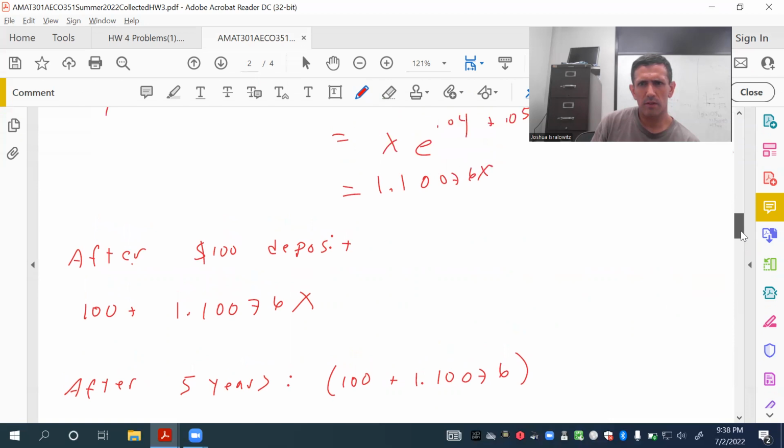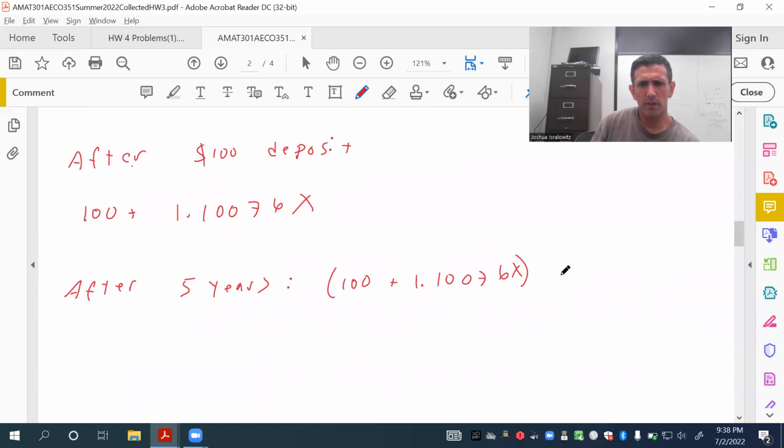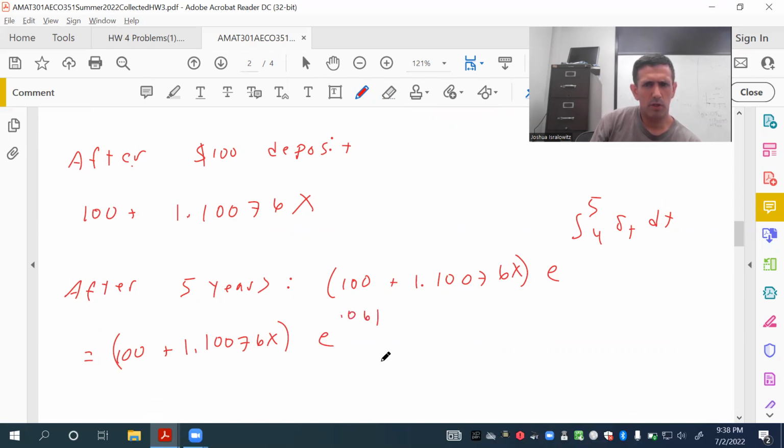Sorry, I forgot the x here. E, and we did this integral already. Oops, sorry about that. So it's going to be 100 plus 1.10076x times e to the 0.061.